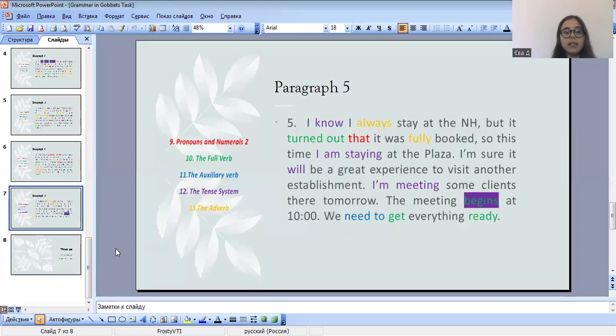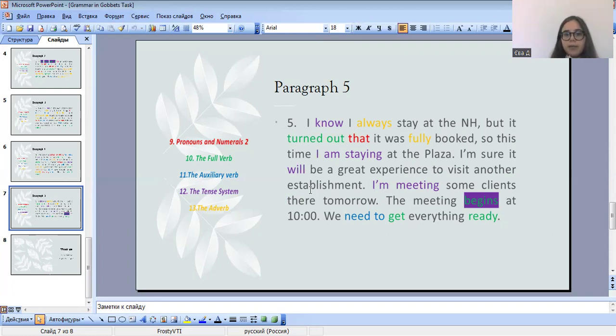Yeah, and the last one is paragraph 5. Let's begin again with that, in the first sentence, which includes a defining adjective relative clause introduced by the relative pronoun that. Simple. Then what we have from lesson 10, turned out, which is an example of an inseparable phrasal verb, turn out. And then we also have the phrasal verb get ready in the last sentence, and it's a separable, transparent phrasal verb.